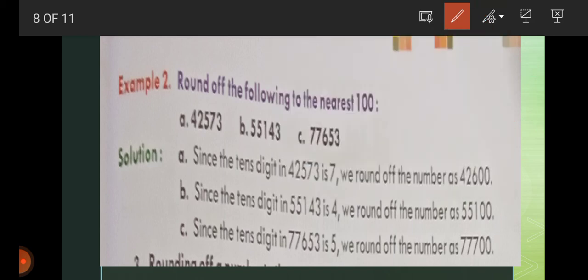In the same way, for the next you have 77,653. Here the digit at tens place is 5. So add 1 to the 100 place, put 0 at tens place, put 0 at ones place, 1000 place as it is, 10,000 place as it is, right? So your answer is 77,700.